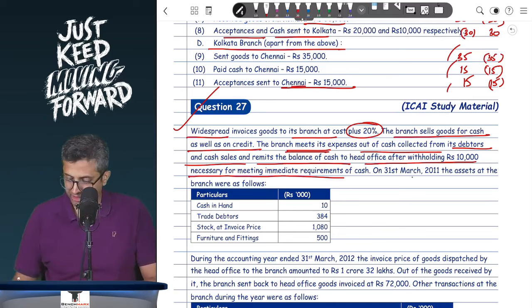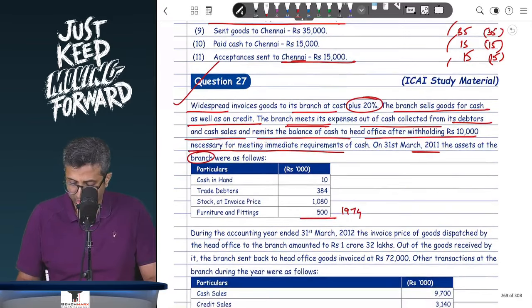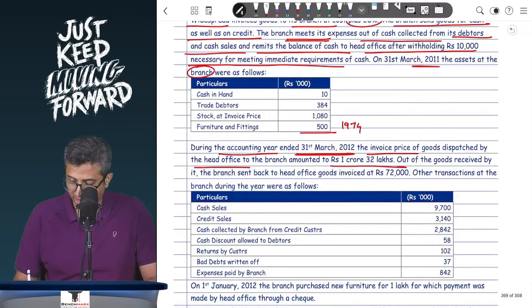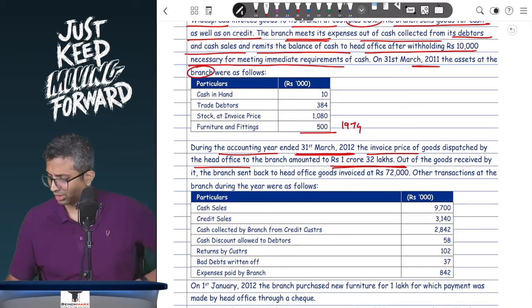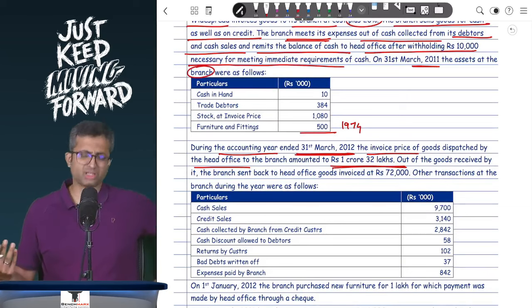On 31st March 11, the assets at the branch were as follows. So this is your opening balance of all of these assets: 10, 384, 1080, 500. This is your opening 1974. During the accounting year ended 31st March 12, invoice price of goods dispatched by head office to the branch amounted to 1 crore 32 lakhs. So if I do it in thousands, this is, I believe, 1 crore 32 lakhs divided by 1000, 13,200.